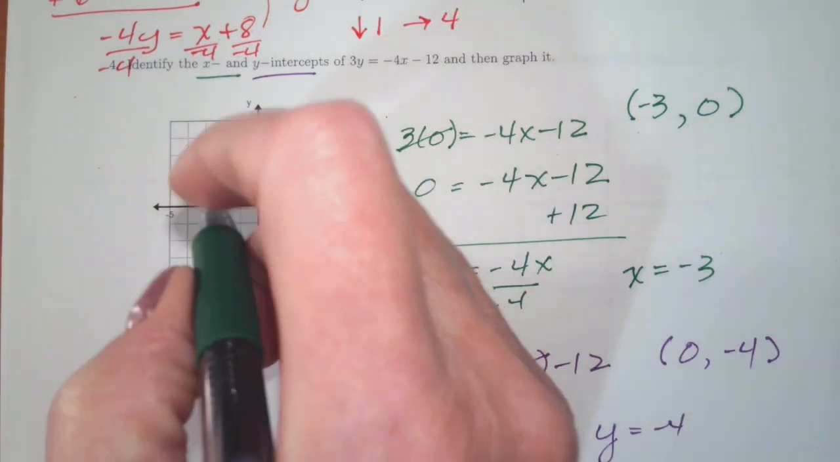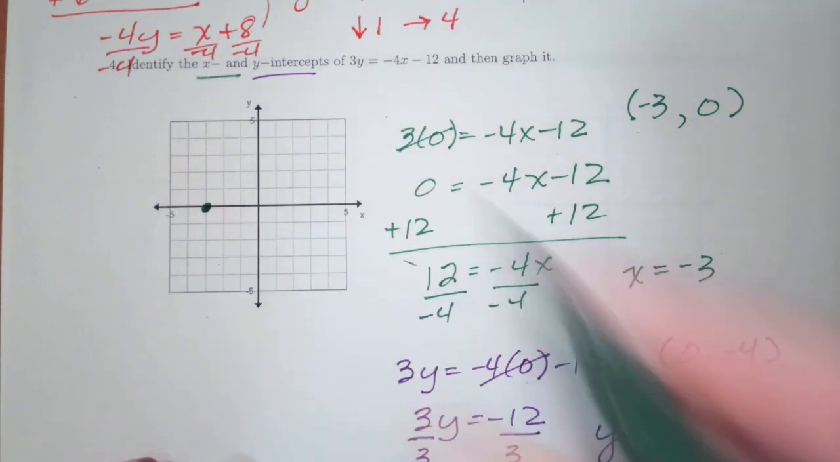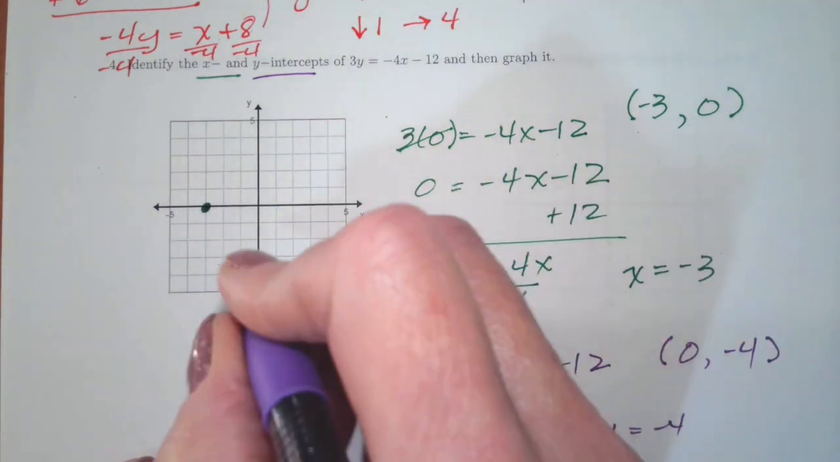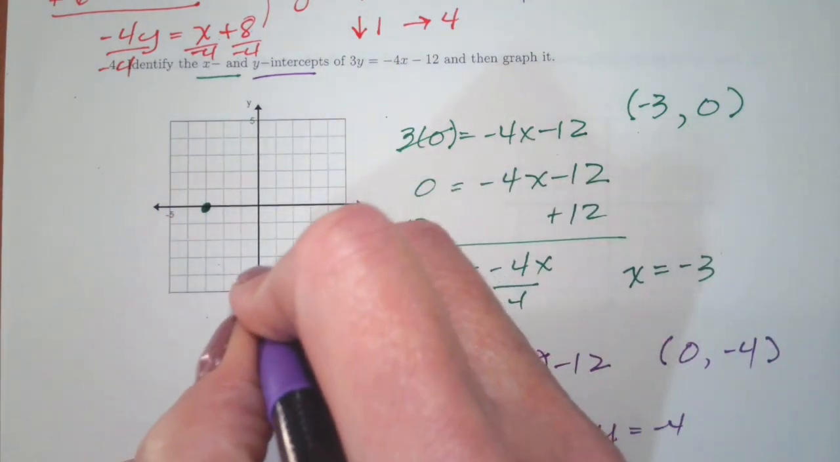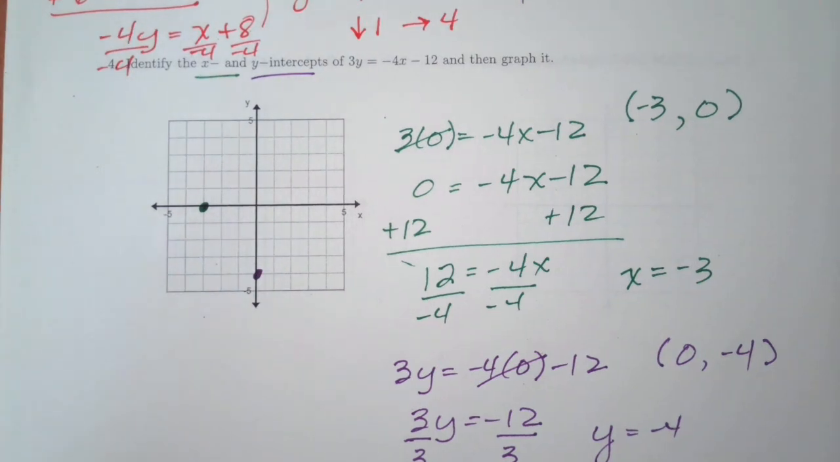So I have to plot negative 3, 0. I have to plot 0, negative 4. And then I connect my dots.